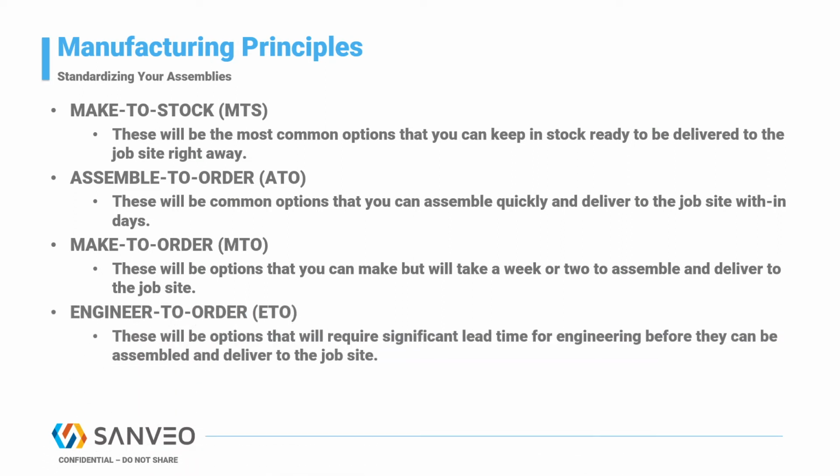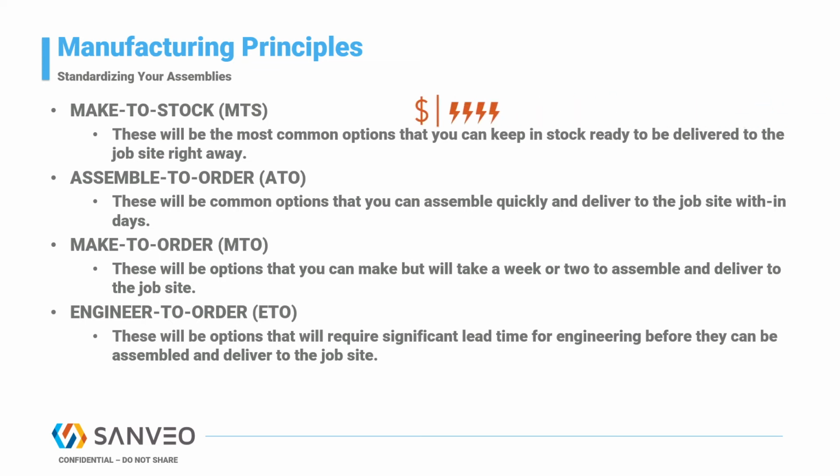Engineer to order. Finally, the last tier are the engineer to order assemblies. These assemblies are the one-offs. They literally have to be engineered. These assemblies will have options that will require significant lead time for engineering before they can be assembled and delivered to the job site.